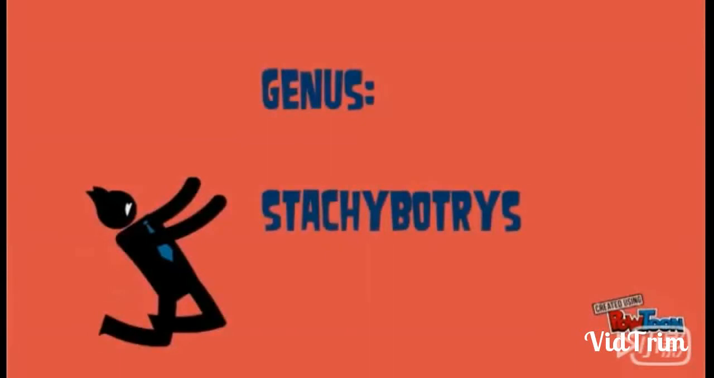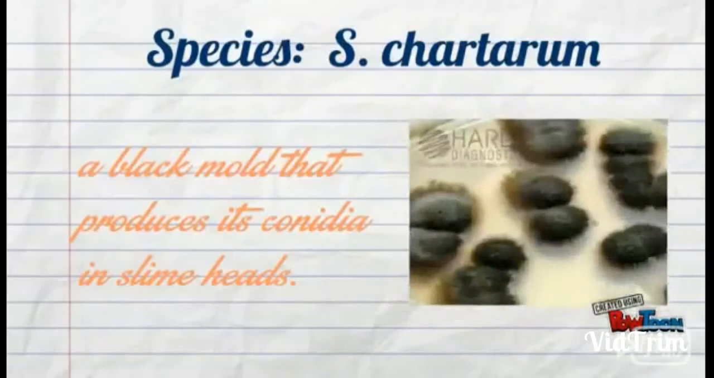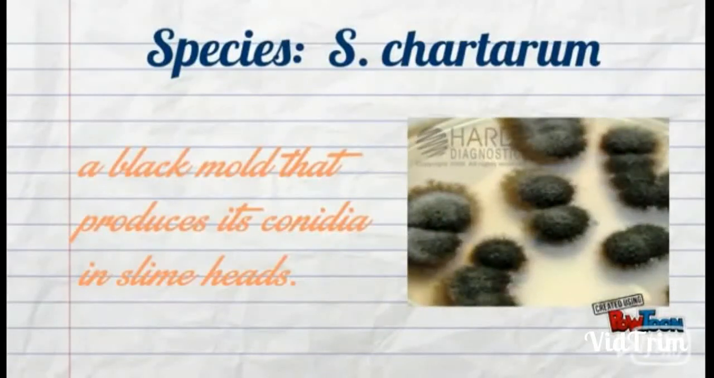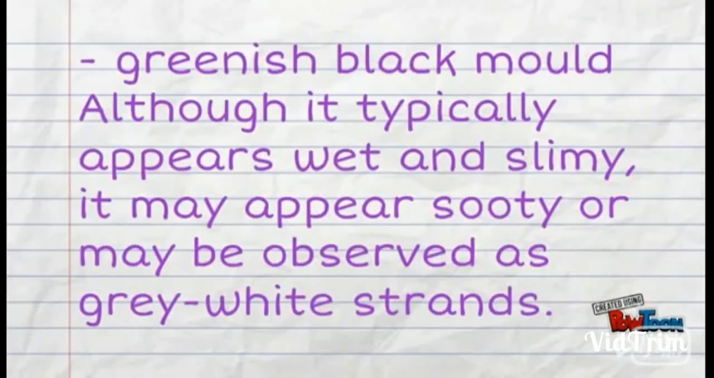The first genus we discuss is genus Stachybotrys. The species is this, and it is a black mold that produces its conidia in slime heads. It is a greenish black mold. Although it typically appears wet and slimy, it may appear sooty or may be observed as grey-white strings.